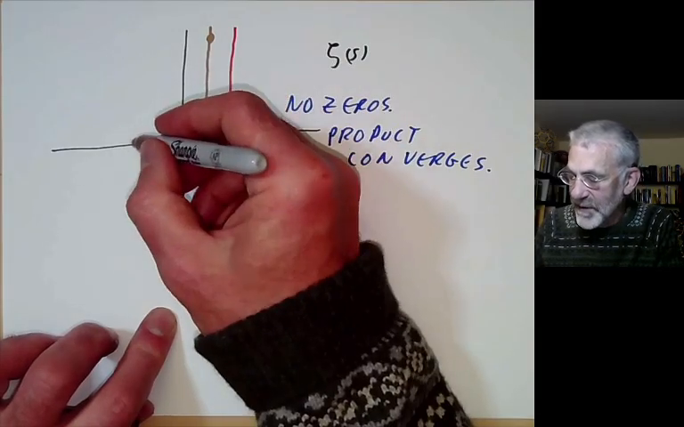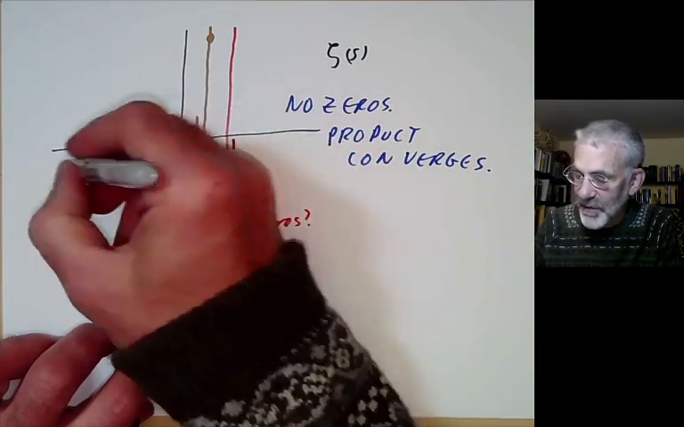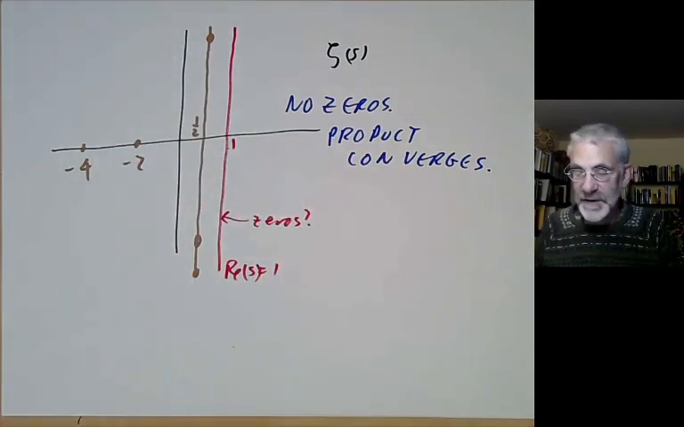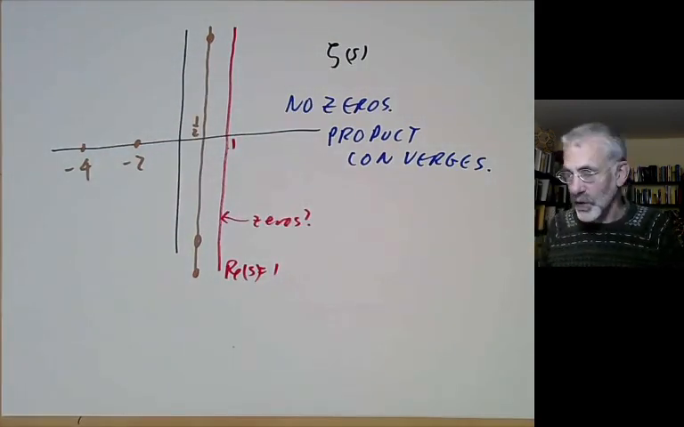And there are also a few zeros of the Riemann zeta function at minus 2 and minus 4. They're called the trivial zeros, and everybody mostly ignores them.